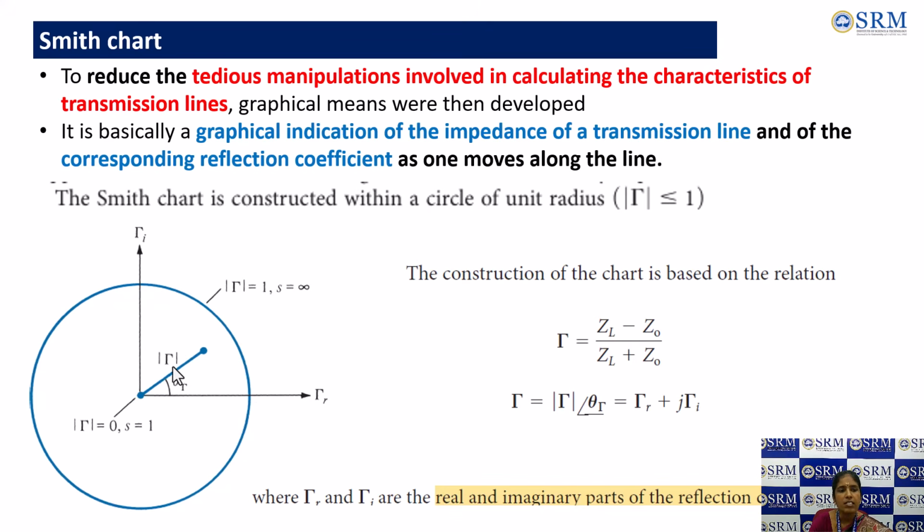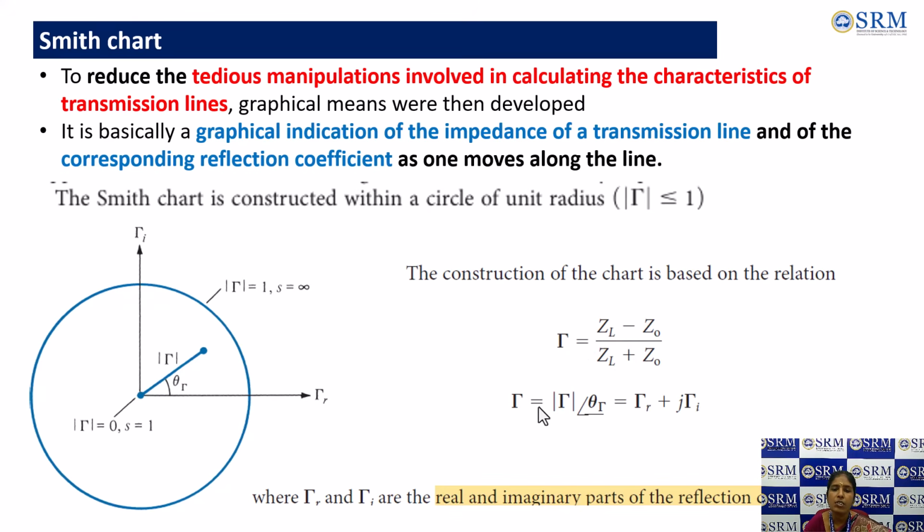The Smith chart is constructed with a circle having the unit radius. Reflection coefficient is less than or equal to 1. Within that particular circle only the Smith chart is constructed, and the relation behind the construction of Smith chart is reflection coefficient at the load, gamma, is equal to ZL minus Z0 divided by ZL plus Z0.